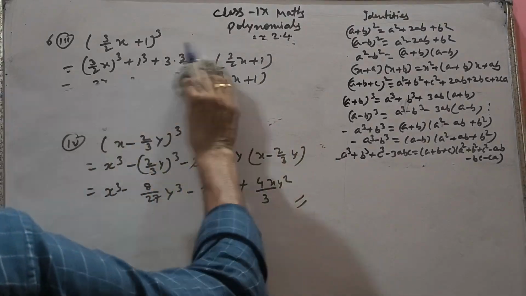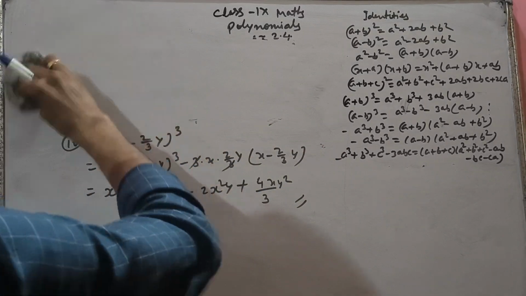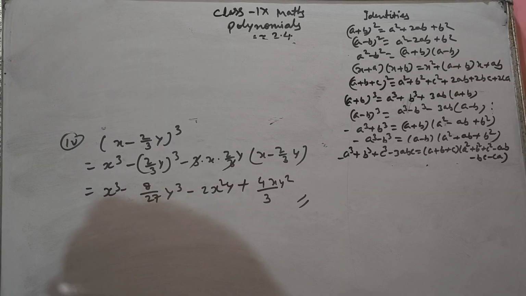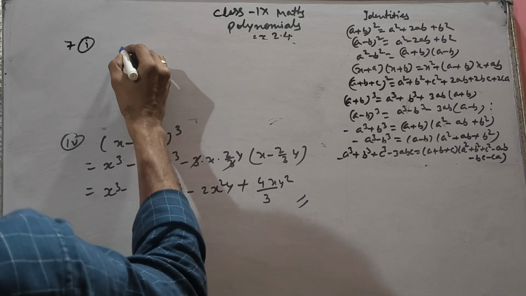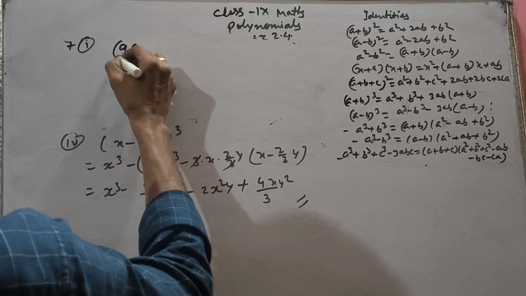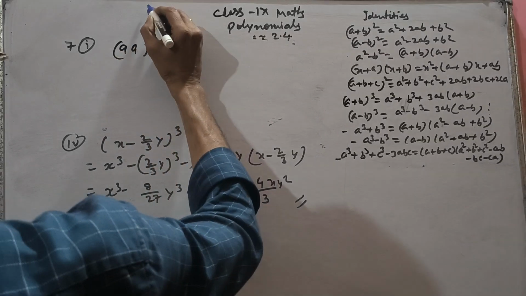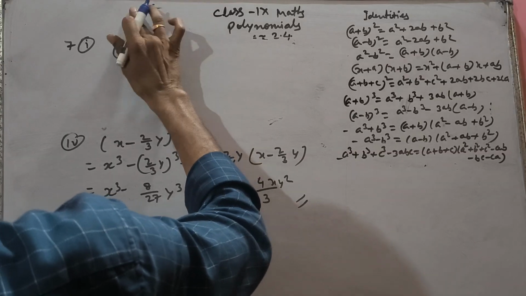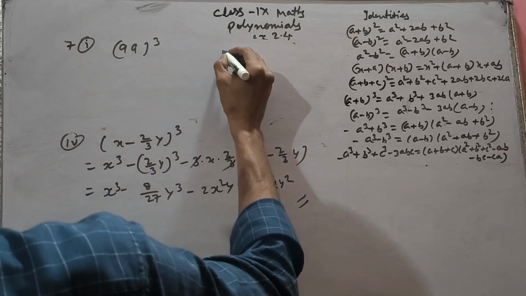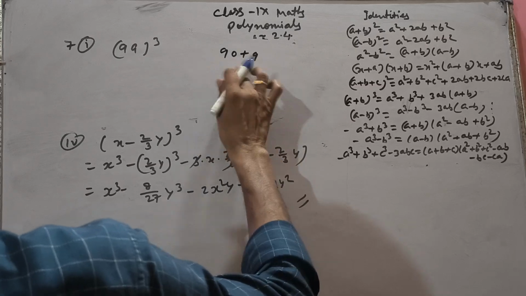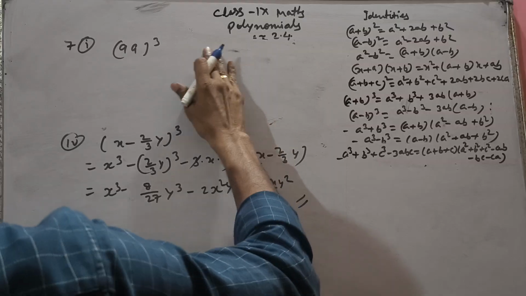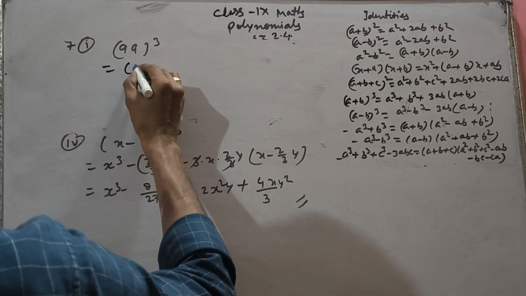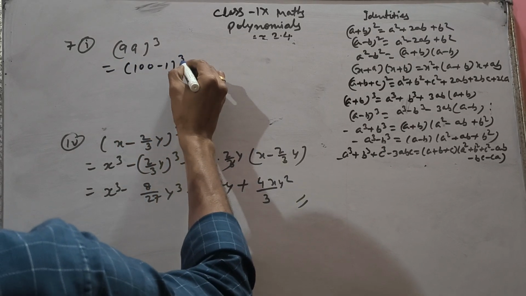Number 7, you can go now in number 7, based on same identity and numerical value. Find 99 cube. Now see, it can be 90 plus 9, but this will be wrong. It must not add more than 5. So better you write 100 minus 1.